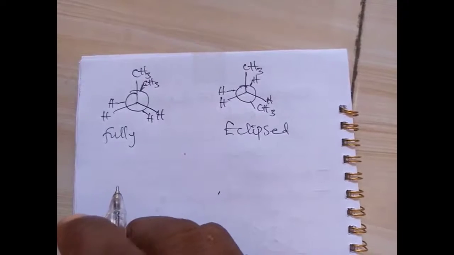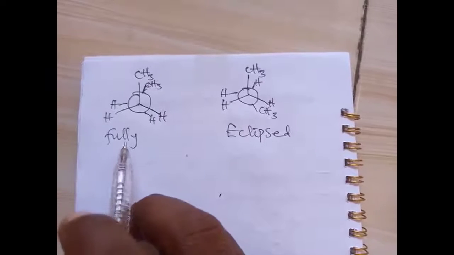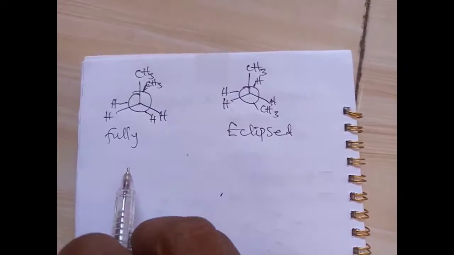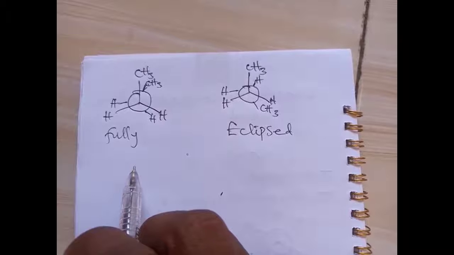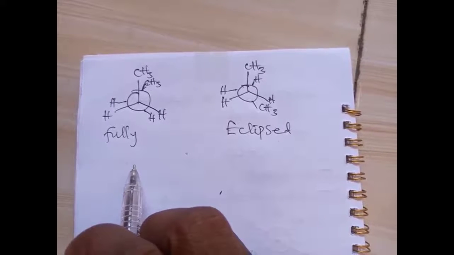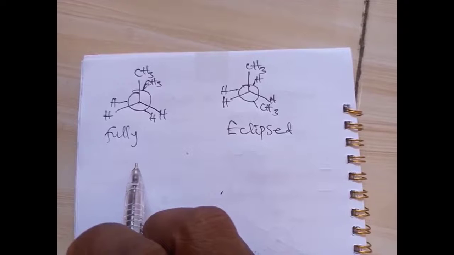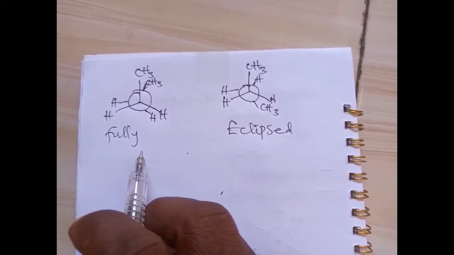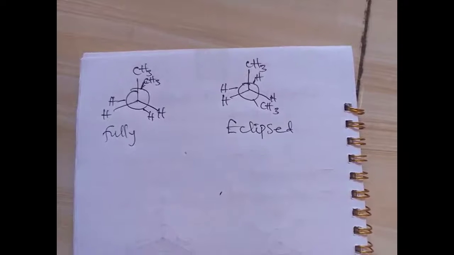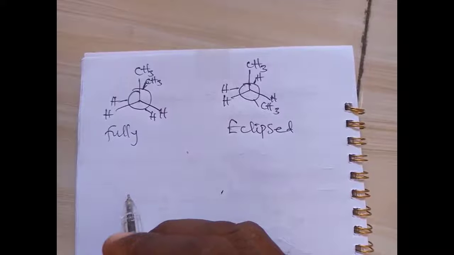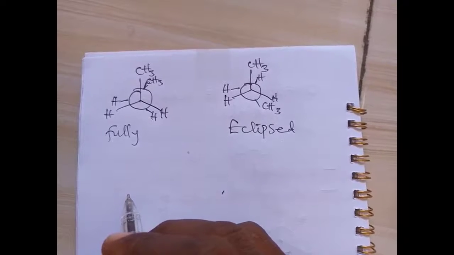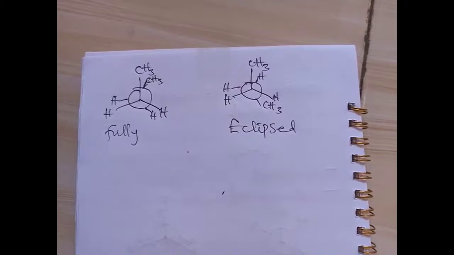Another thing we also need to note is that the anti, that is a staggered conformation, is slightly lower in energy, and because of that it is more stable than the gauche conformation. On the other hand, the fully eclipsed conformation is the highest in energy, and because of that it is the least stable. And finally, we need to note that the conformation of a particular compound is not actually different from the compound. It is the same compound, just in a different form.